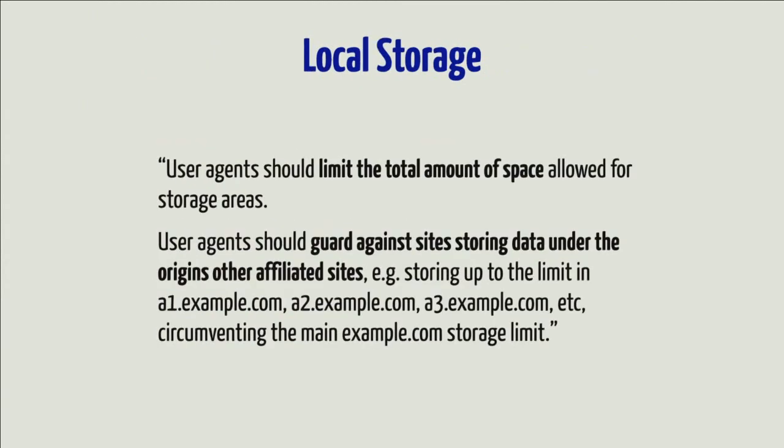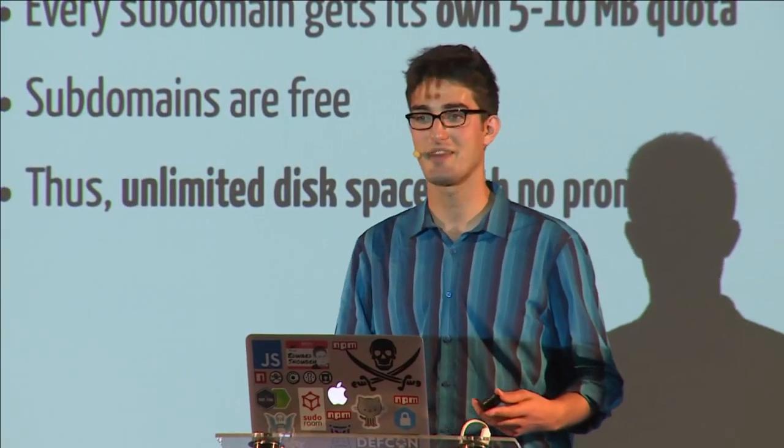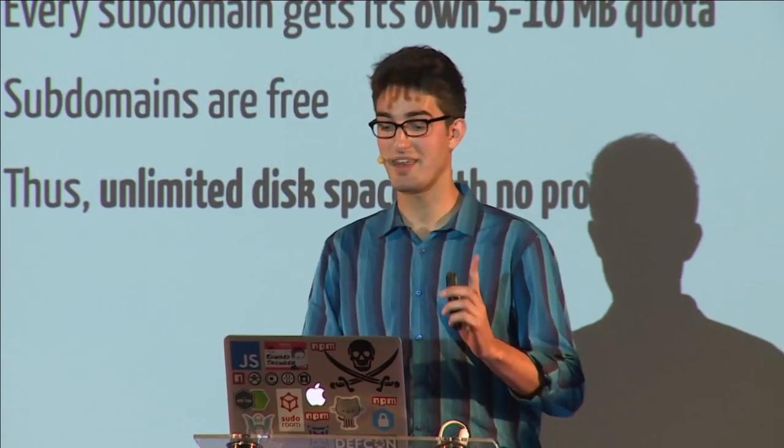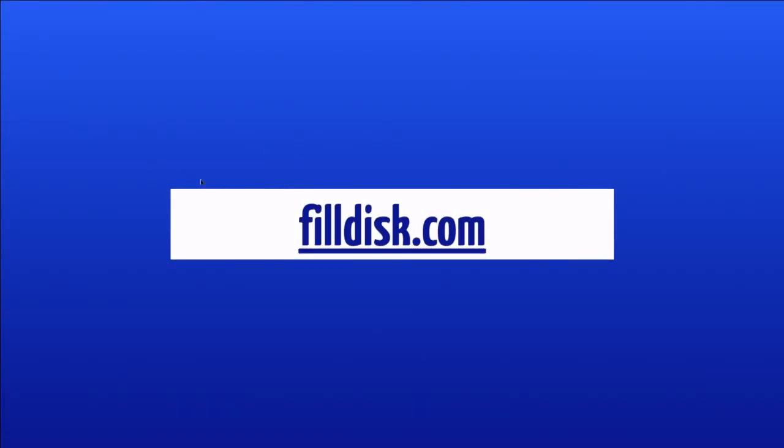But I was looking into the local storage spec, and it has this interesting thing about limiting the total amount of space that each site can get, and guarding against storing data under other affiliated sites, which means subdomains. Basically saying, don't let a site with lots of subdomains get more space than it should. So I tested this, and it turns out Chrome, IE, and Safari completely ignore that recommendation. So every subdomain gets its own 5 to 10 megabyte quota, and since subdomains are free, we have unlimited disk space with no prompt. What can we do with this? I wonder if we can do anything useful. Turns out we can do something like this.